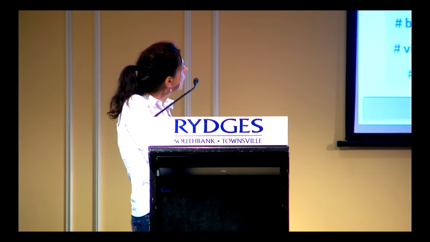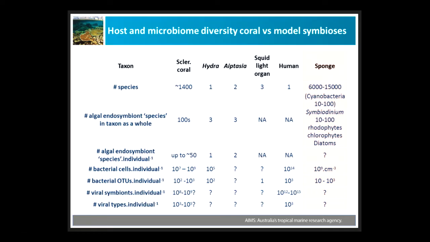Number of algal endosymbiont species per individual, again, very high in corals and lower in other organisms. Now, the next two levels of diversity I want to discuss, there's a lot of variation in the different studies that have been published, and the estimates that the studies report very much depend on the methods used.